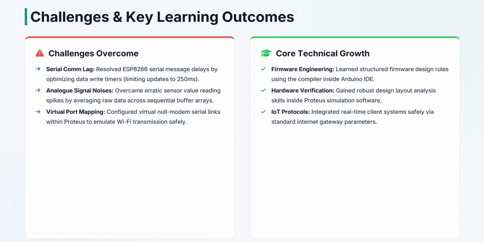No engineering project is without its challenges. During development, I faced three main technical hurdles. The first one is calibration accuracy. Initially, raw sensor values from the LM35 suffered from analog noise. To solve this, I implemented an averaging filter in my code that samples the pin 10 times consecutively and calculates the mean, delivering a smooth, reliable reading.